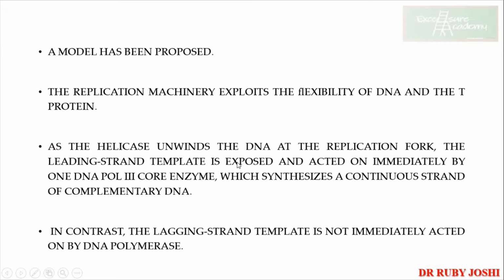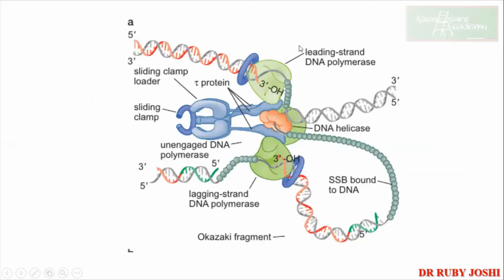So as the helicase unwinds the DNA at the replication fork, the leading strand template is exposed and acted on immediately by the DNA Pol 3 core enzyme, which is going to synthesize a continuous strand of the complementary DNA. Whereas the lagging strand is not immediately acted on by the DNA polymerase. It takes time. Now, why is it taking time? Because it needs to bring the loop ahead in front of the DNA polymerase. Then only it can start synthesizing. Okay, now look at the figure. Okay, so which direction is it going? Can you tell me?